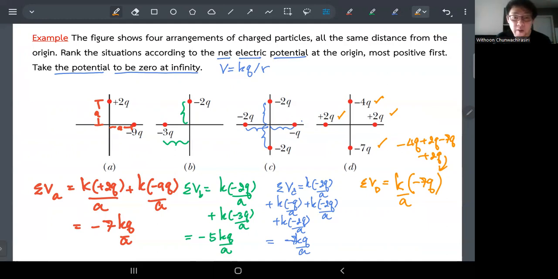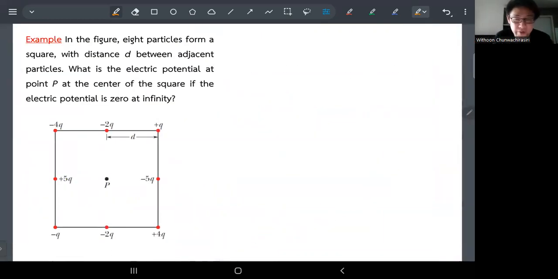And which one gives you the most positive? So the answer is B. That's the most positive, so it is the least negative among the 4. And the rest, the A, the C, and the D, they're all having the same potential at the origin. Done. Nice. All right, so we start to get the feeling of how easy it is to do. Actually, it's easier than electric fields and force because for those two, you had to do the vector. This one is purely numbers, just summing the numbers.